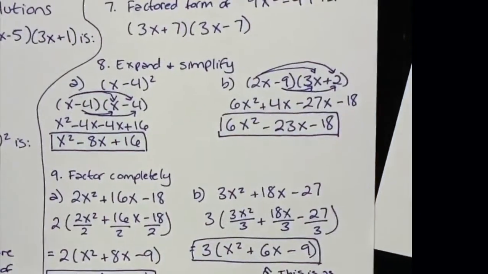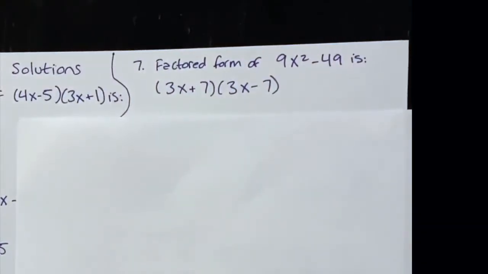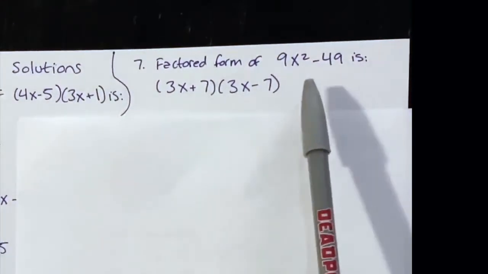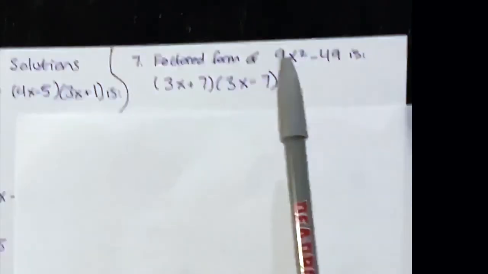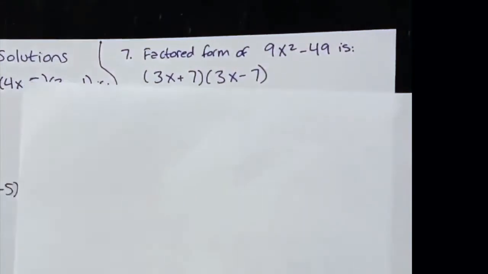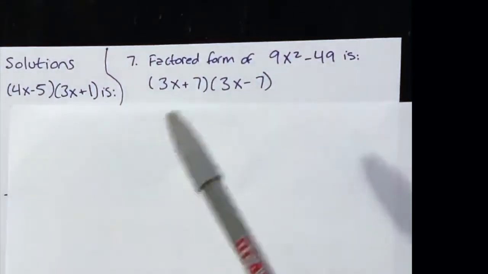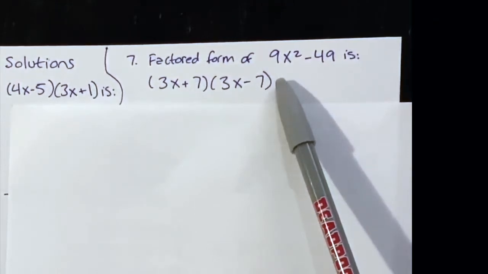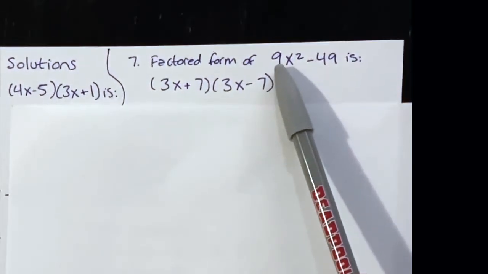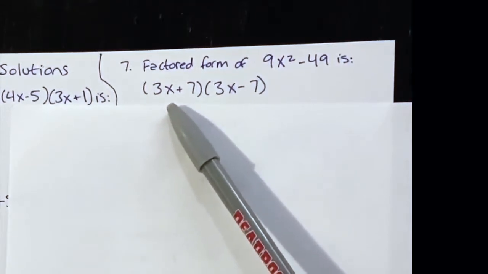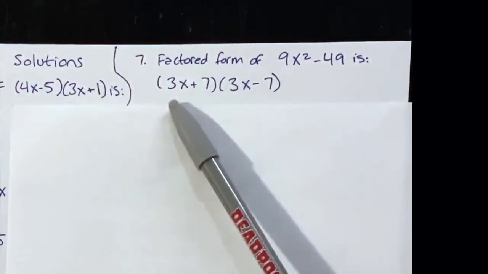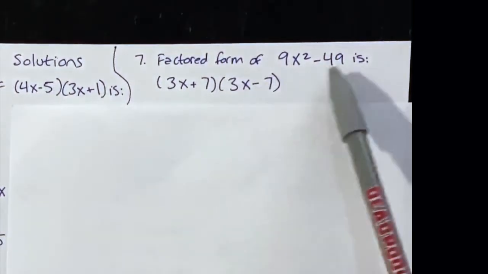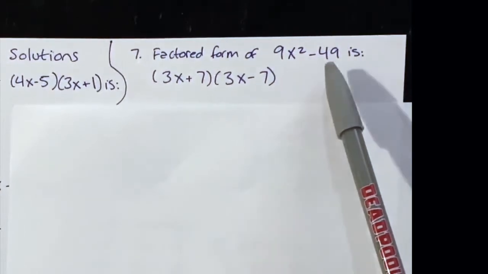So question 7. Factored form of 9x squared minus 49. So we have to factor this, right? Really, the easiest way to do this is to look at both of our terms separately. What times what is going to give us 9? 3, right? So I've got a 3. What times what will give us our x squared? X, right? So 3x in both brackets, and then we have our -49.